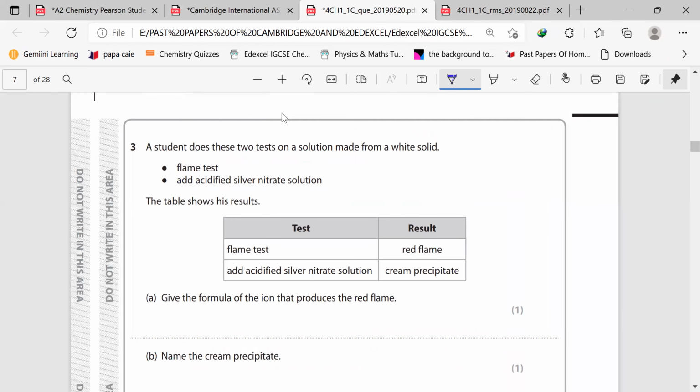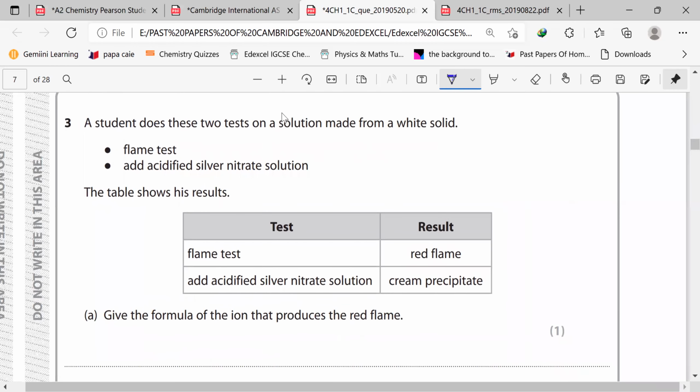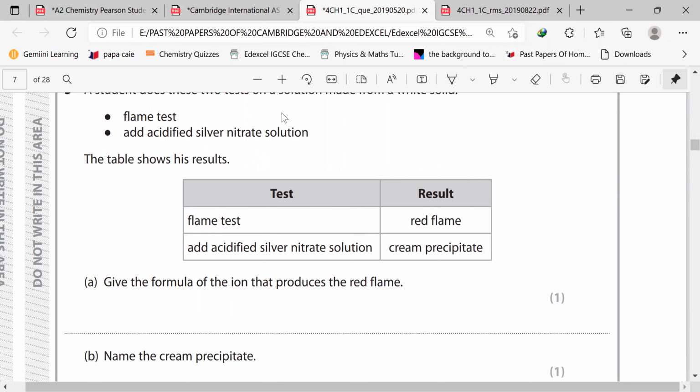A student does these two tests on a solution made from a white solid. The table shows its results. A, give the formula of the ion that produces the red flame.